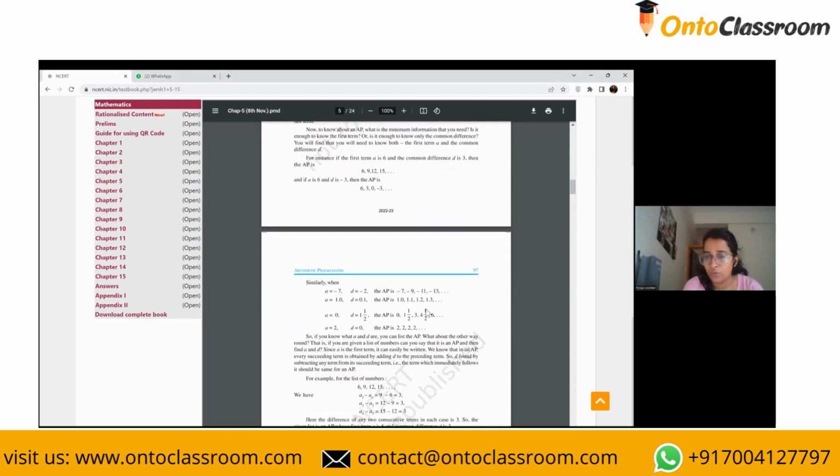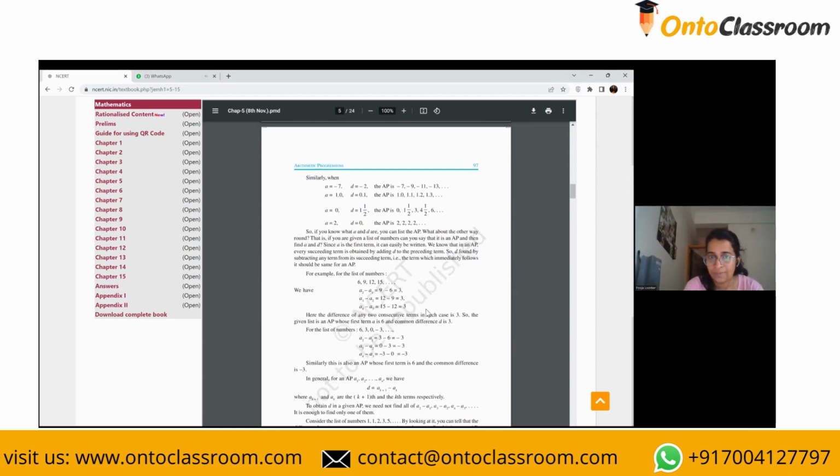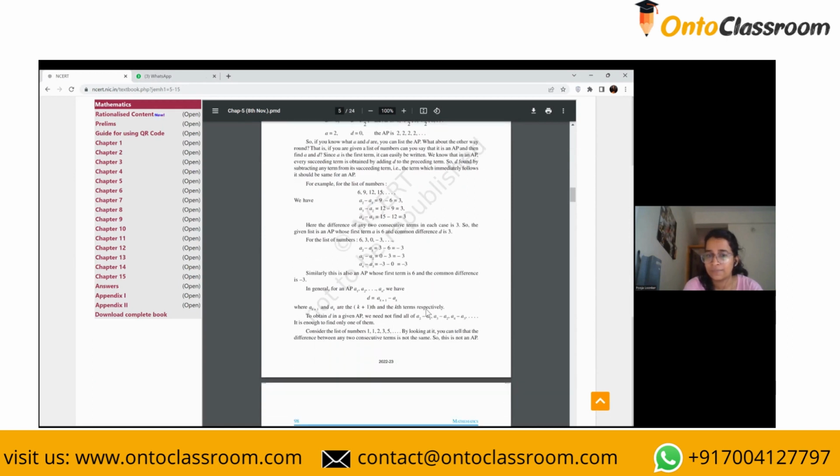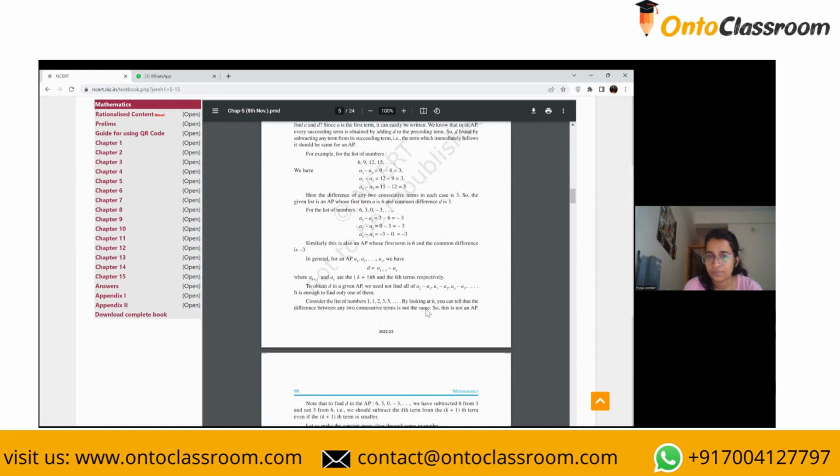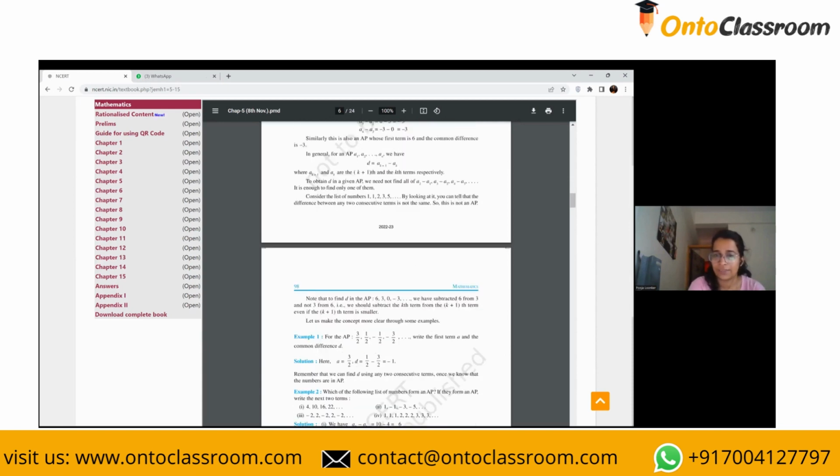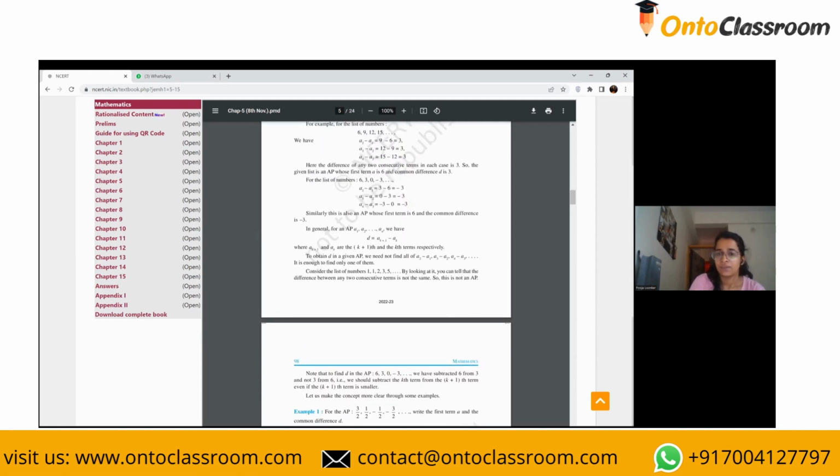Now, what will you do when terms are given and you have to find the difference? For example, AP is given here. So, A equals 3 over 2, right? Here is the question. Find the difference. D equals?